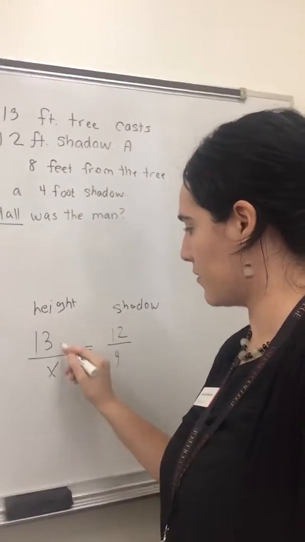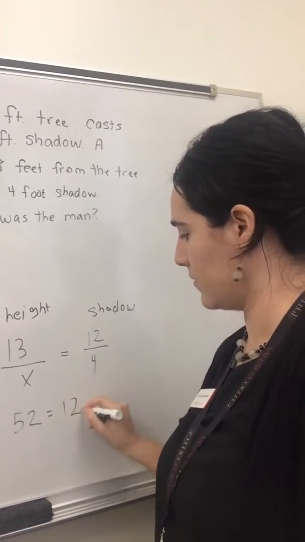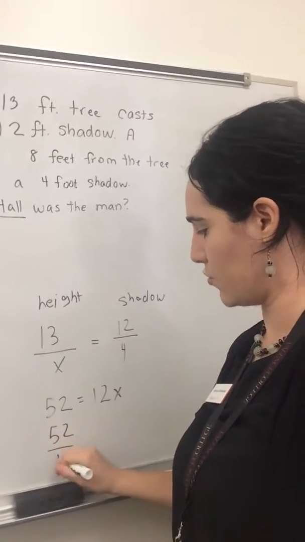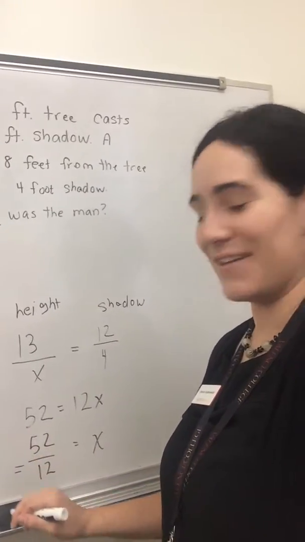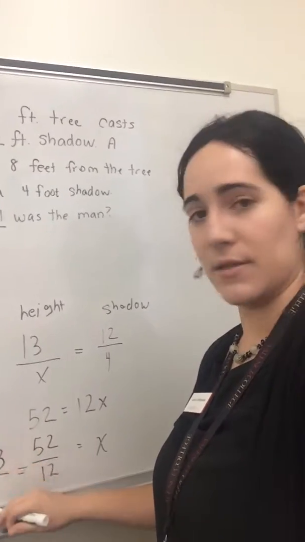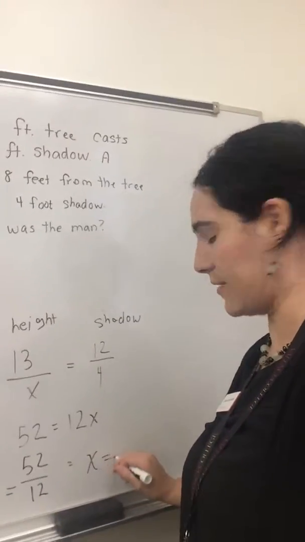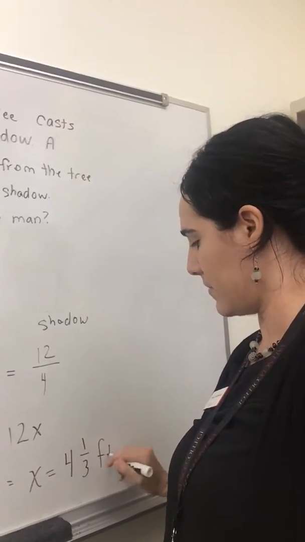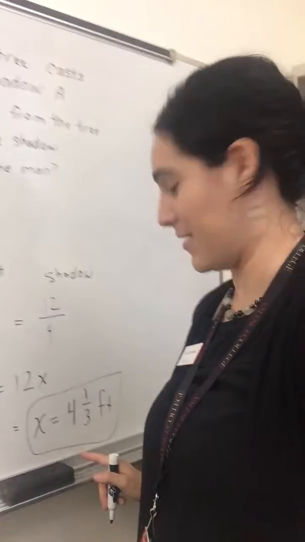Let's cross multiply. 13 times 4 is 52. X times 12 is 12x. Dividing both sides here by 12, 52 over 12 gives us x. Knowing how to reduce this is important. 52 cards in the deck, so there's 4 suits of 13. So 4 goes into 52 13 times, and 4 goes into 12 3 times. In other words, 13 over 3 is the height of the man, but 13 over 3 is really 4 and 1/3. So the man's height is a not so tall man at 4 and 1/3 feet tall.